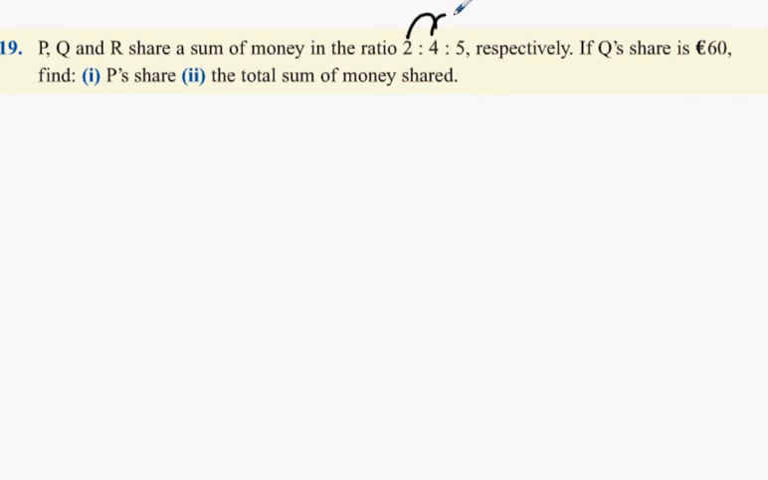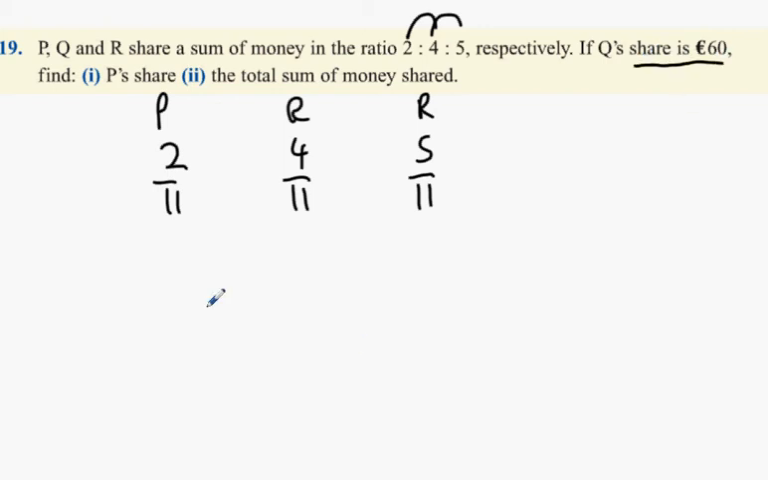Ratio 2 is to 4 is to 5. Can anybody tell me 2 is to 4 is to 5? What fraction should we use for that? 11. So 2 over 11, 4 over 11, and 5 over 11. Now, it specifies P is 2 11ths, Q is 4 11ths, and R is 5 11ths. What does it say about Q? 60. 4 11ths equals 60. So what do you think 1 11th will be? 4 times smaller, so divide it by 4 and you get 15.